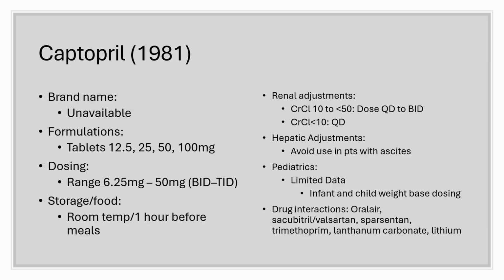Captopril was the first ACE inhibitor on the market. Captopril has a short plasma half-life of about 2 hours and requires multiple daily dosing in the general population, which creates an unnecessary pill burden on patients. It must be taken at least 1 hour before meals, and when dosed for patients with reduced creatinine clearance, its dosing interval is extended to BID or QD dosing.